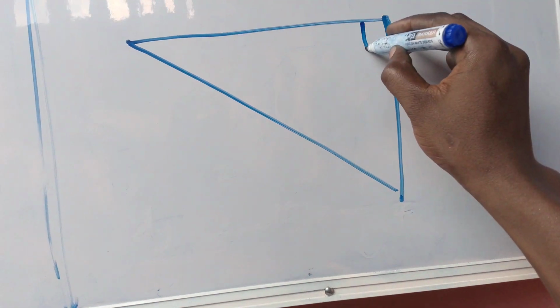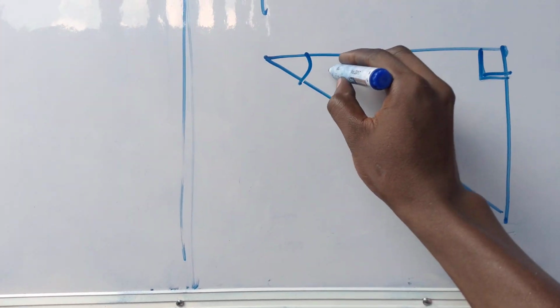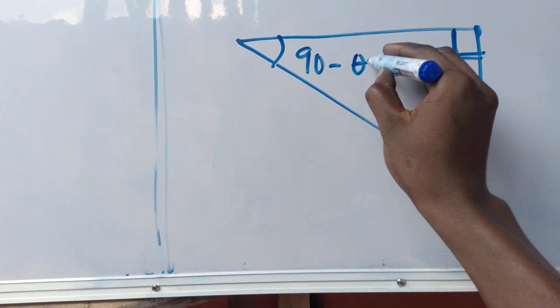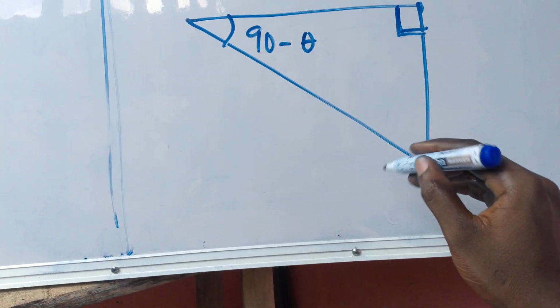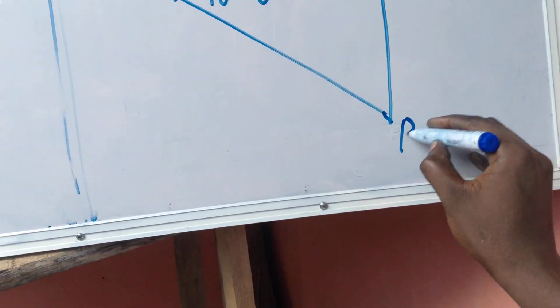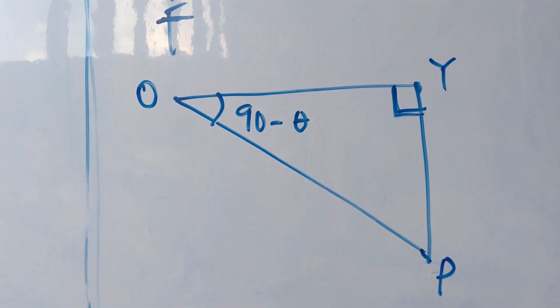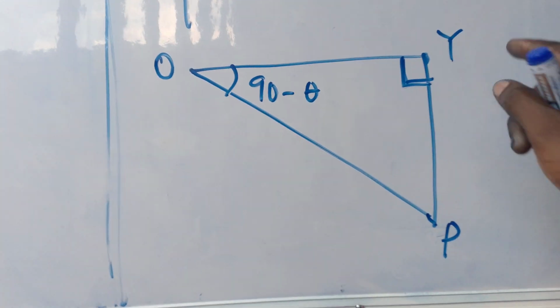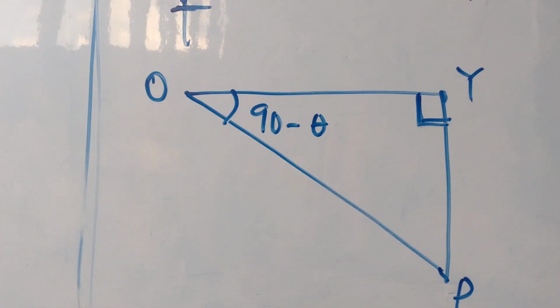Okay, so here is 90 degrees. That is 90 degrees, and this angle now is 90 minus theta. Okay, so quickly, if this is point P, you can call here point O and here point Y. What I'm looking for is this distance, and then I can find that out.